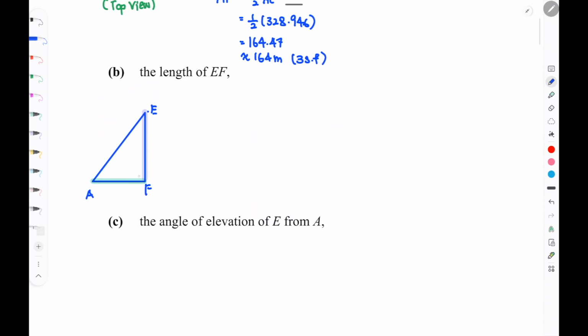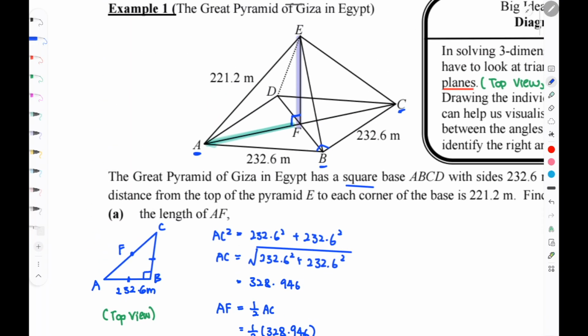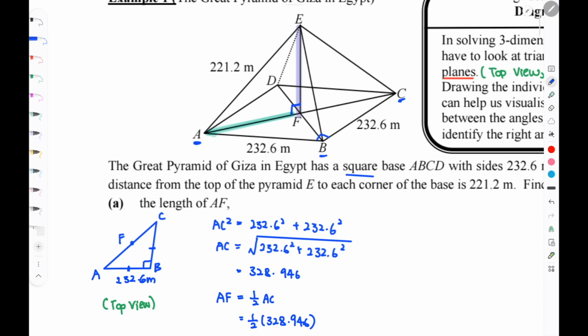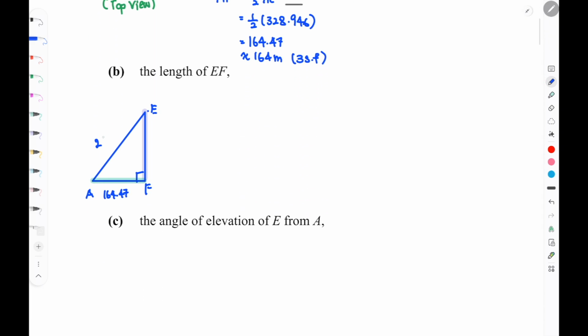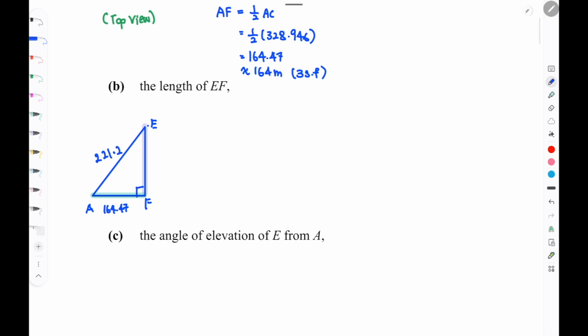What else do I know? This is a right angle. This is 164.47. And the side is 221.2. I want to find the length of EF, the purple one. So I can actually use Pythagoras theorem. There is no need to use any cosine rule or sine rule because I only have two sides.